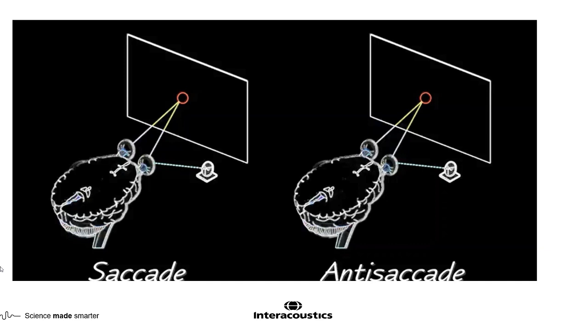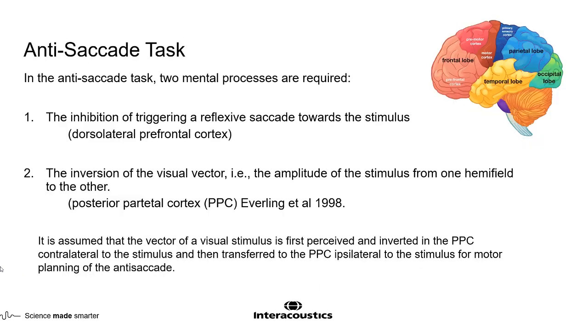All right, now, in an anti-saccade task, there are two discrete mental processes that are required. The first one is the inhibition of triggering a reflexive saccade towards the stimulus. And again, this is a function of the dorsolateral prefrontal cortex. The DLPFC is a critical aspect of the brain. It's a critical aspect of executive function.